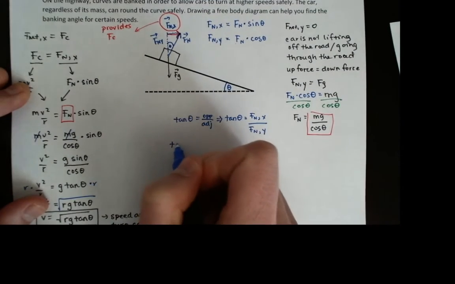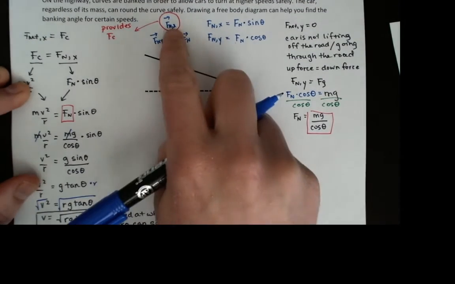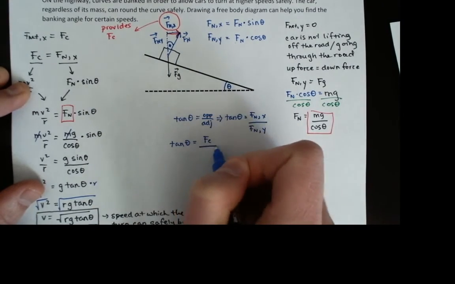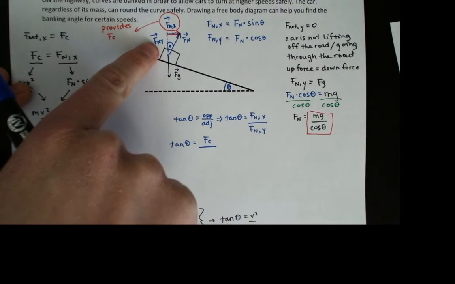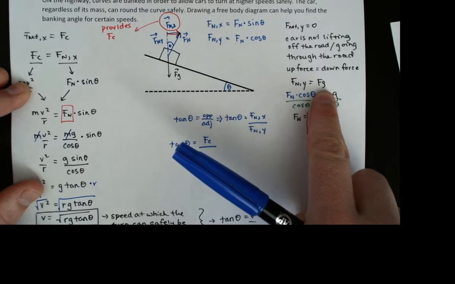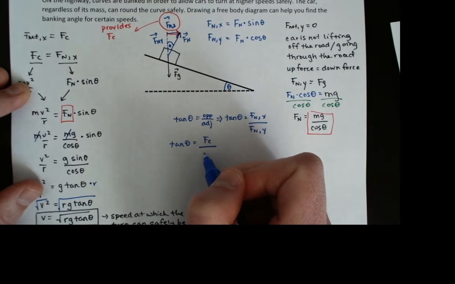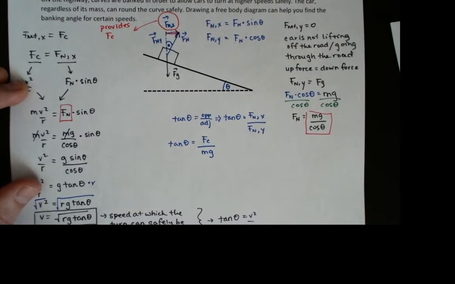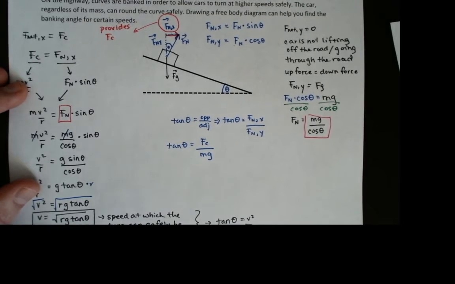Now, Fn in the x direction, we said, was centripetal force. So let's write it as centripetal force instead. And Fny, well, Fny is really equal to Fg. Fg is really equal to mg. So we could say tan theta is equal to centripetal force divided by gravity force, which is just mg.